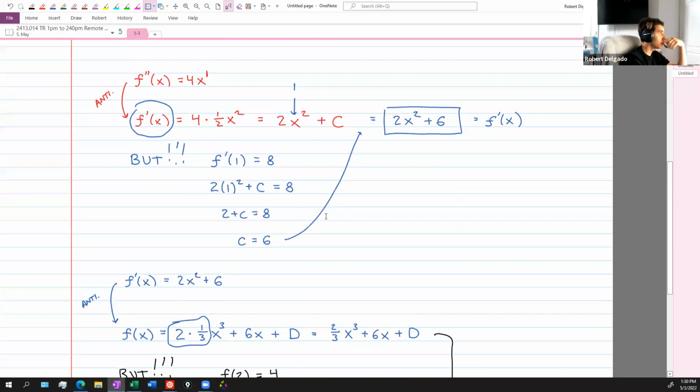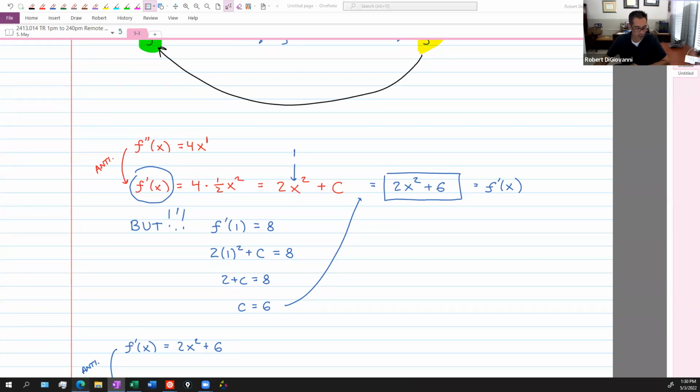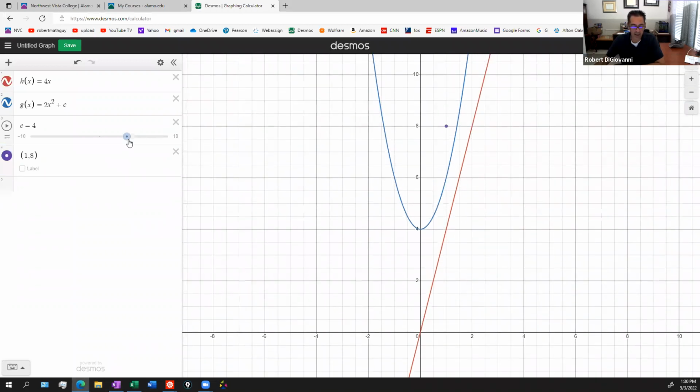It ended at 4, and then the C was 6. Sorry, at 1 it had to be 8, right? When we plugged in 1, we needed to be at 8. So we needed to be up here. Do you see that? This C, we needed to figure out what C would give us the function that goes right through that point. So there's only one that goes through that point. You all see that? So that nails down that function exactly.